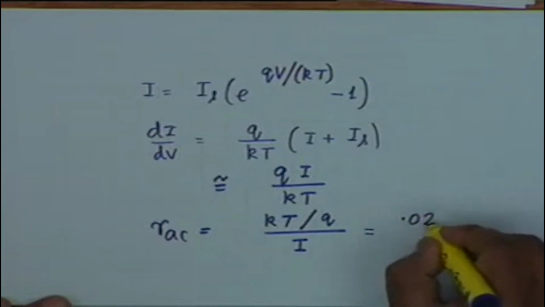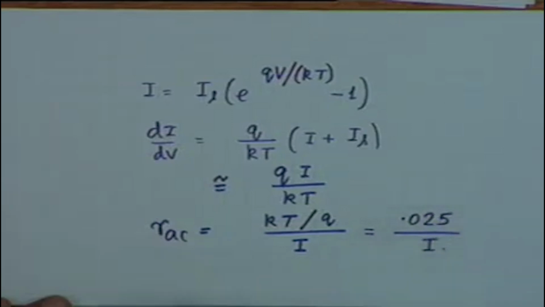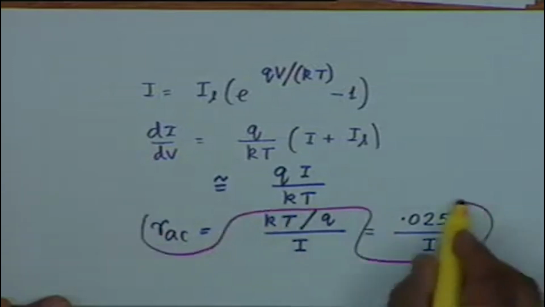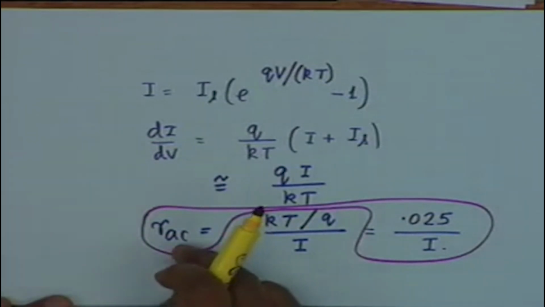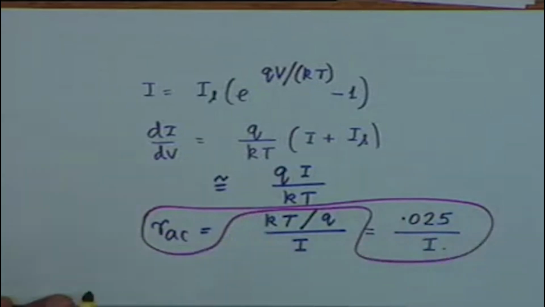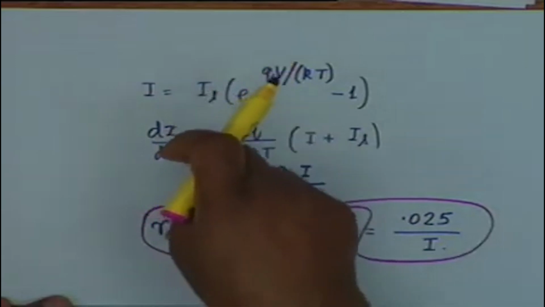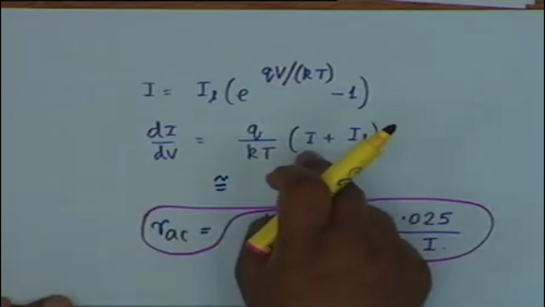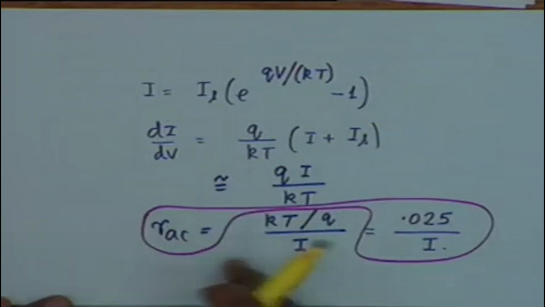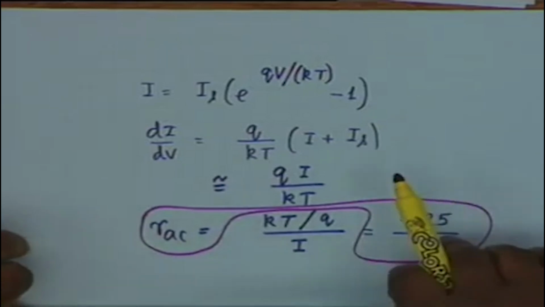So this will be 0.025 divided by capital I, and this is an important relationship which we shall be utilizing in transistors also. That is, for a PN junction diode, the dynamic resistance or the AC resistance is simply given by 0.025 divided by the DC current in the diode. It is related to DC because we have found that the slope of the current-voltage characteristic depends on the DC current. This relation we shall be utilizing in the case of a transistor also.